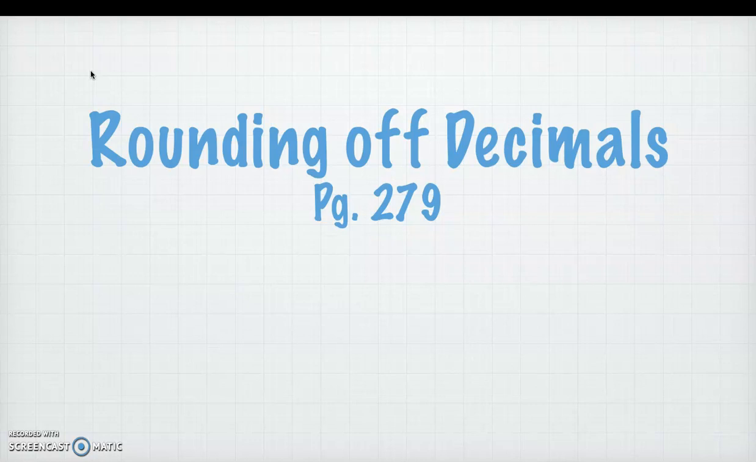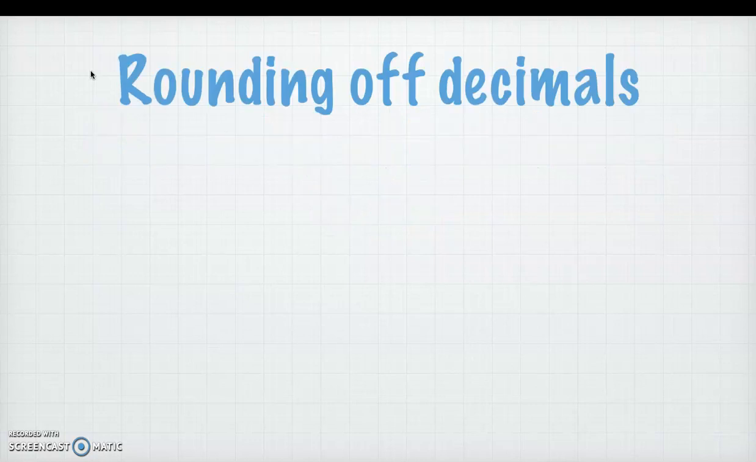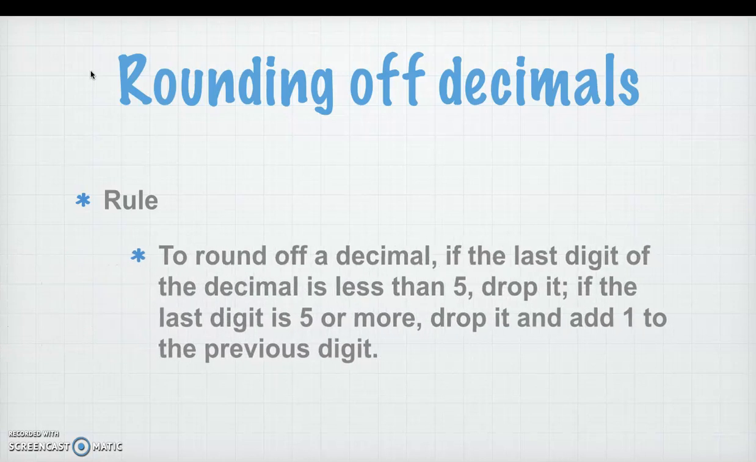When we rounded to the nearest cent, we looked at the hundredths place. This time, we're not looking at the hundredths place, but we are looking at the last digit. So let's look at our rule for rounding decimals. The rule says, to round off a decimal, if the last digit of the decimal is less than 5, you are just going to drop that number. But if the last digit is 5 or more, you're going to drop it and then add 1 to the previous digit.